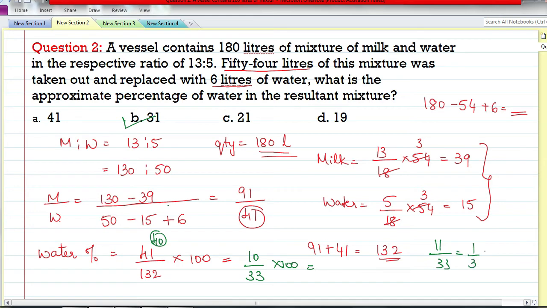which is 33.33%. Okay, but we don't have 11, we have 10. So it is lesser than 33.33%. So the answer is option B, 31%.